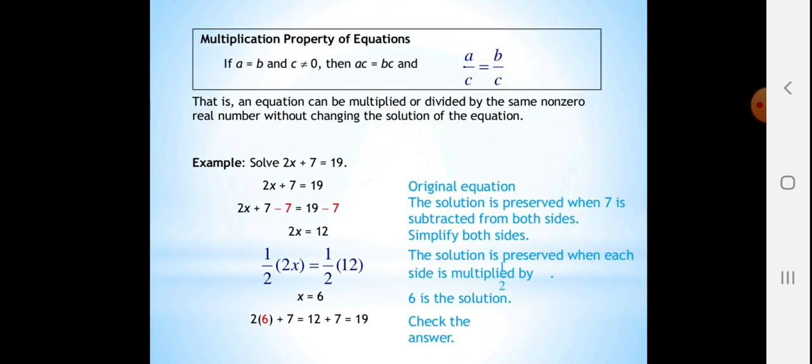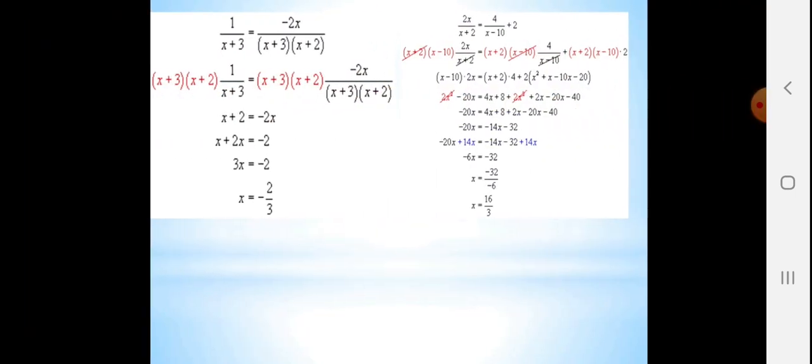Let's check the multiplication property. 2x plus 7 is equal to 19. Now I have transposed 7 to both sides. So my resulting equation is 2x is equal to 12. Now I'll divide by 2 on both sides. I'll get the answer x is equal to 6. If I substitute the value of 6 in the first, original equation, I'll get left hand side and right hand side equal. That means, yes, my solution is correct and 6 is the solution of the given equation.